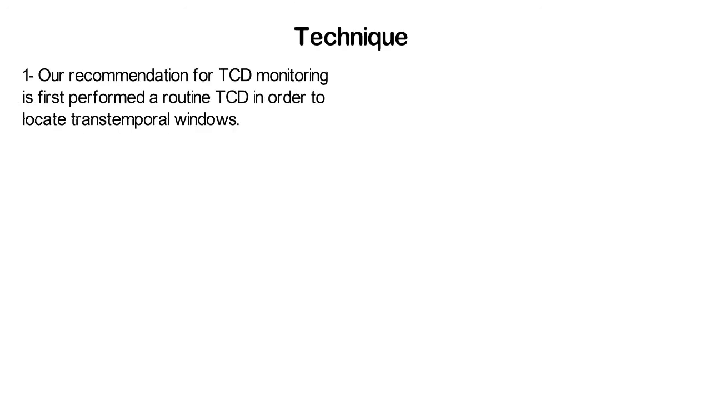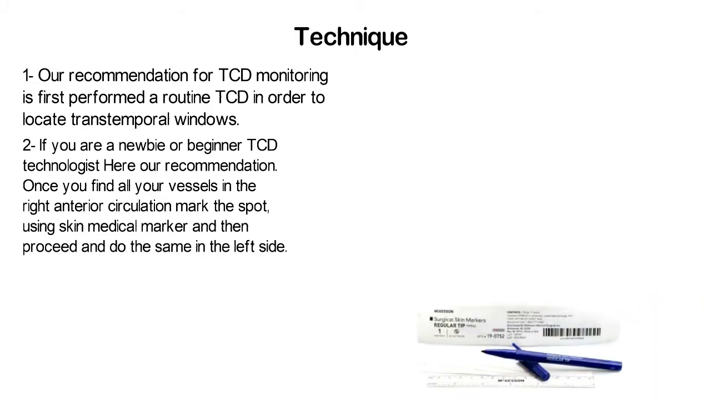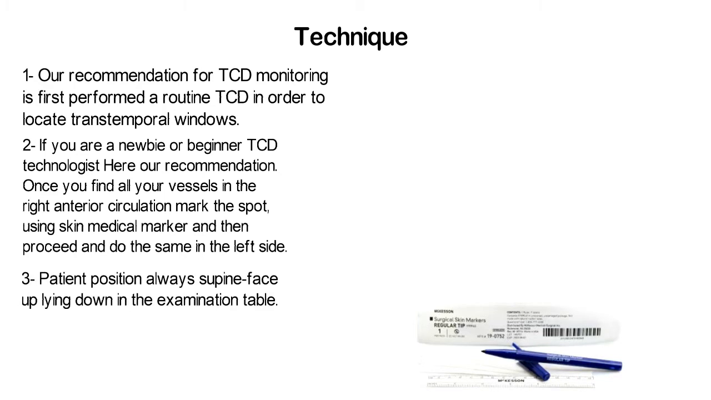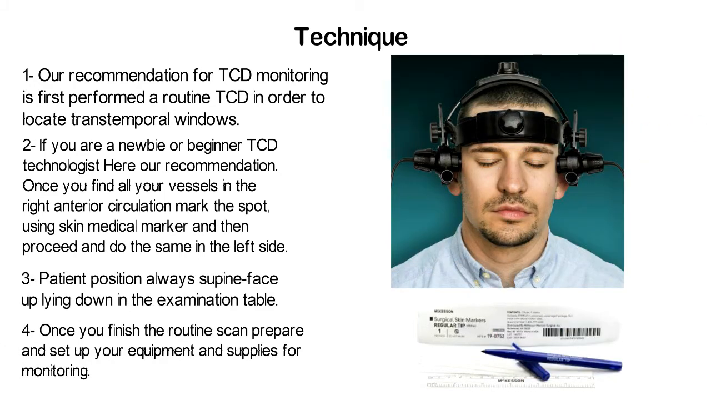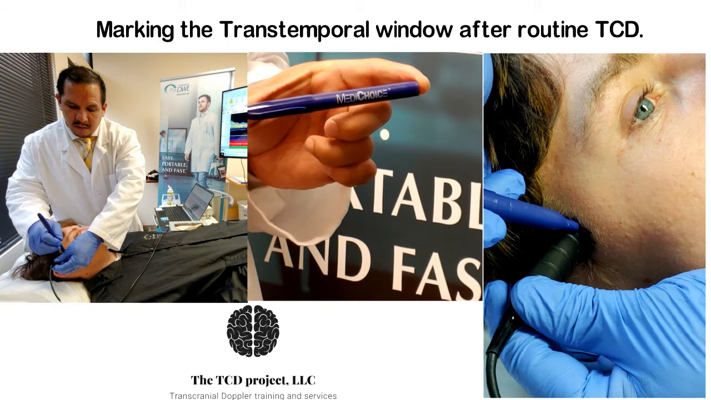Technique: our recommendation for TCD monitoring is to first perform a routine TCD in order to locate the transtemporal windows. If you are a beginner TCD technologist, here is our recommendation. Once you find all your vessels in the right anterior circulation, mark the spot using a skin marker, then proceed to do the same on the left side. Patient position is always supine, face up, lying on the examination table. Once you finish the routine scan, prepare and set up your equipment and supplies for monitoring. Marking the transtemporal window after routine TCD.